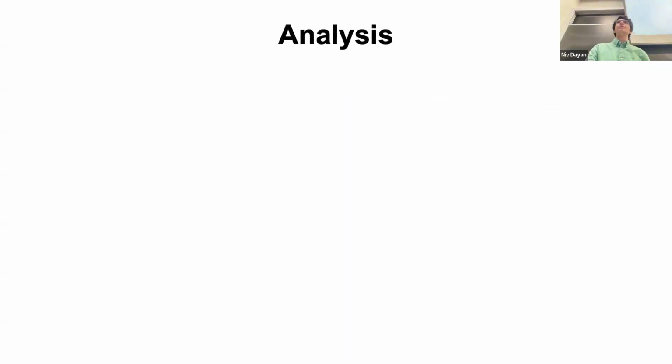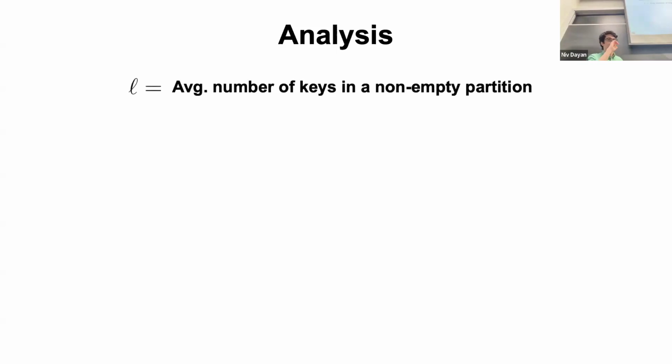All right, so let's talk about the analysis. I'm going to denote by L the average number of keys in non-empty partitions. Okay, this again ties back to the size of the universe thing. You have this gigantic universe. It's partitioned into a bunch of small partitions. Most of those partitions are empty. Some of them are non-empty. L is going to be the average number of keys in the non-empty ones.